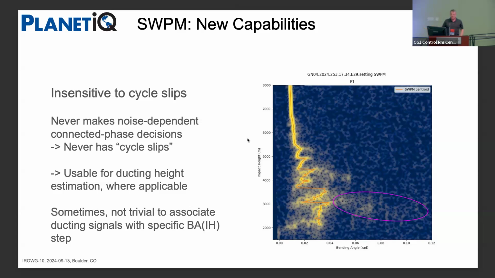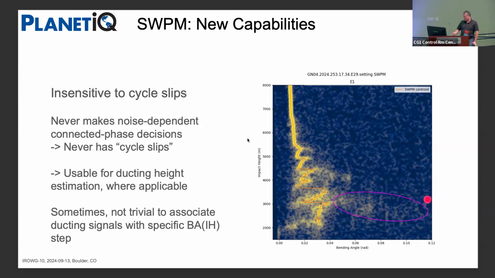Never has cycle slips because we're not really even counting cycles. So when the signal supports it, now it's usable for ducting height estimation. This is a case where this is a signal which has likely been identified as ducting.